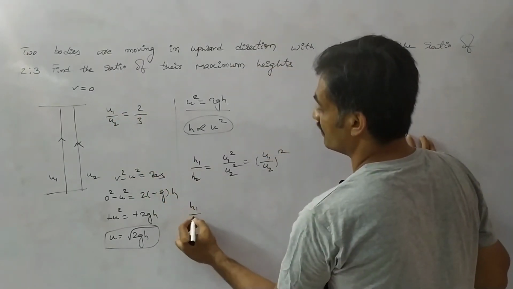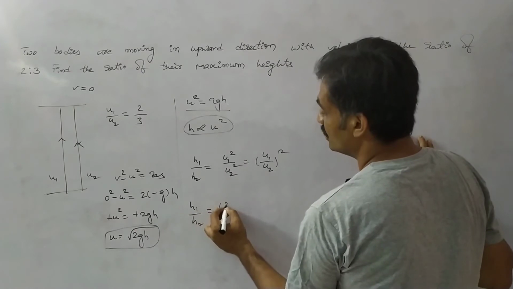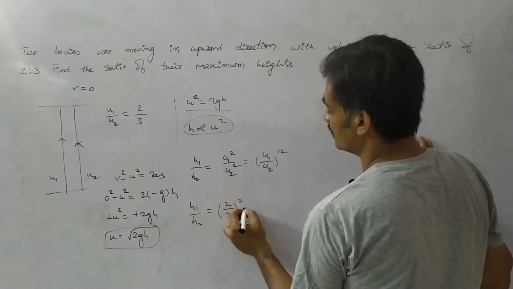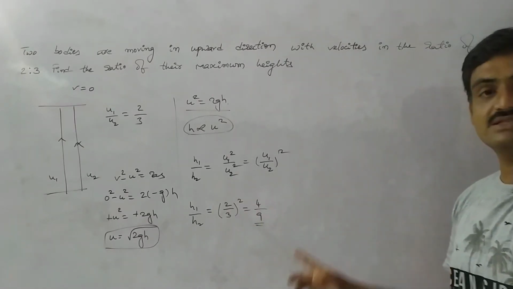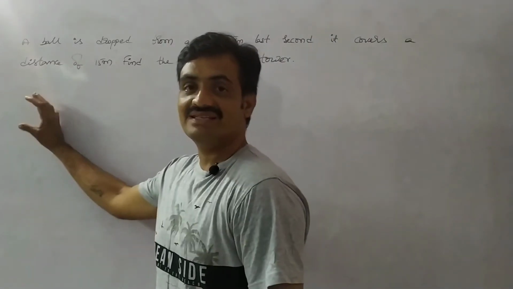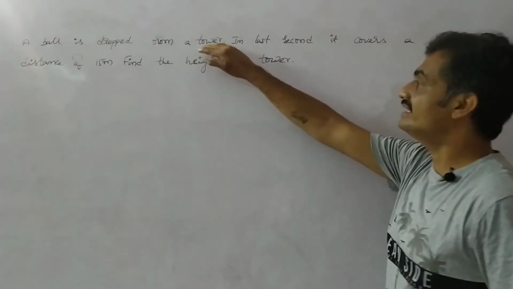Then we have h1 by h2 is equal to (2 by 3) whole squared. There we have 4 by 9. Ratio of maximum heights is 4 by 9. Next problem: a ball is dropped from a tower.